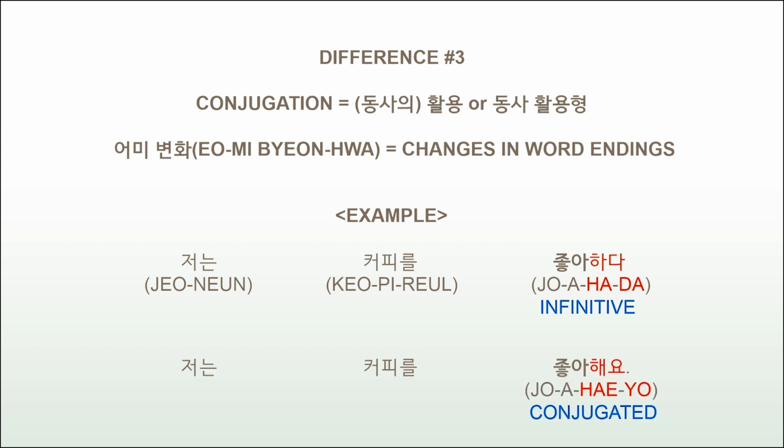As you can see, 좋아 part doesn't change because it's the stem of the verb. So you only need to change the ending part, 하다. So we say, 저는 커피를 좋아해요. Finally, the sentence is correct.